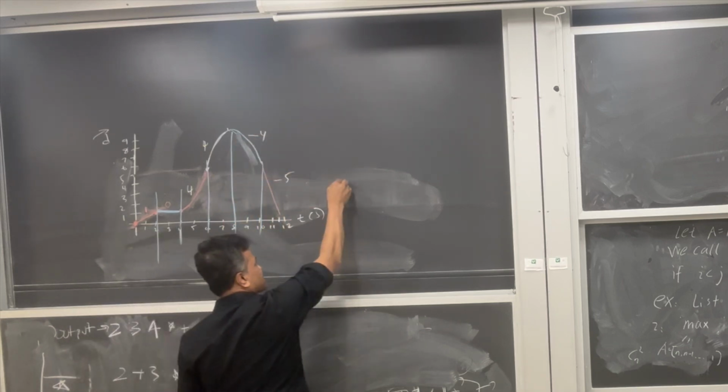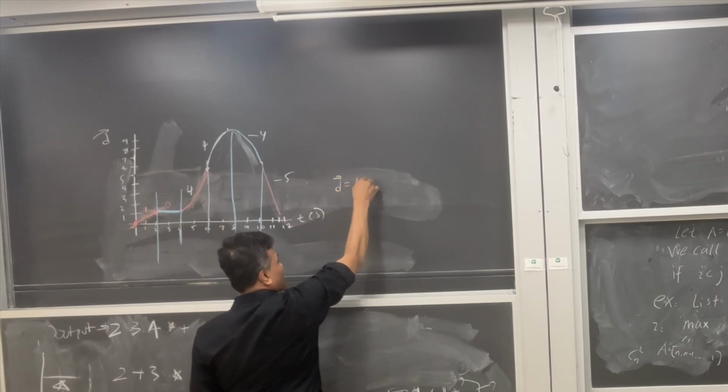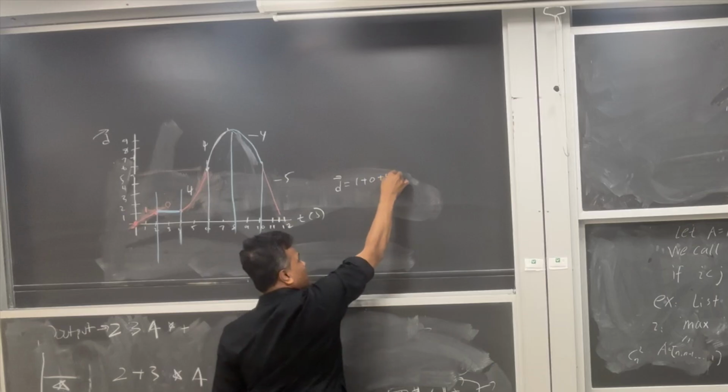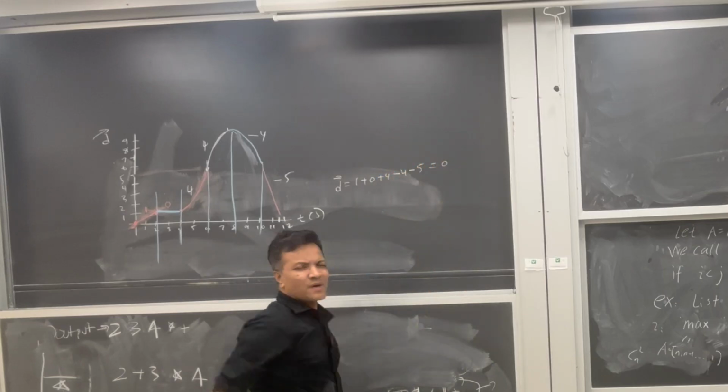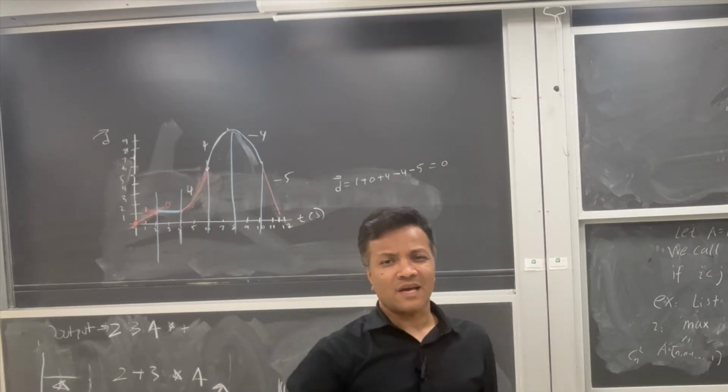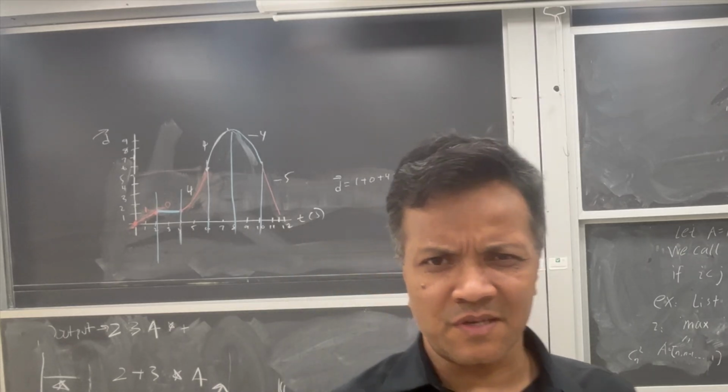So let's see total displacement. 1 plus 0 plus 4 minus 4 minus 5, which is 0. So at 11.7 seconds, Mr. Barry moved a total displacement of 0 meters.